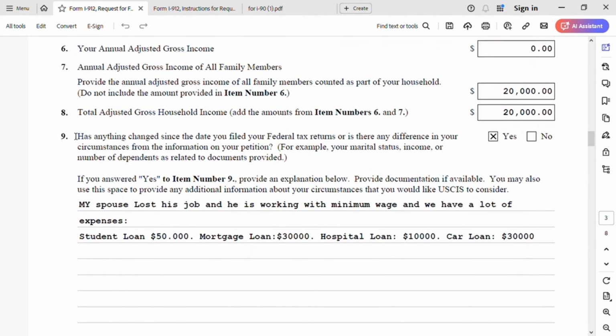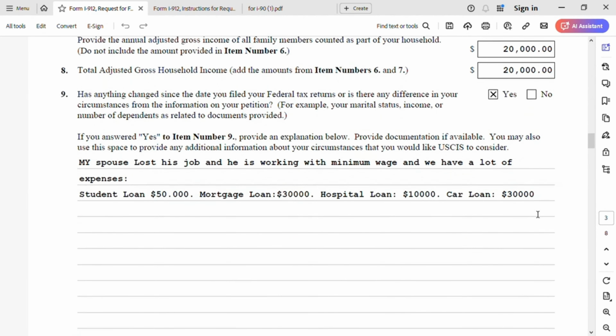So number 9, has anything changed since the date you filed your federal tax return, or is there any difference in your circumstances from the information on your petition? For example, your marital status, income, or number of dependents as related to documents provided. In my case, it is yes. What happened? This is a petitioner. This is the spouse of the requester, which is me, my spouse. I lost my job and I'm working with a minimum wage, and we have a lot of expenses, and I gave it right here: student loan, mortgage, hospital loan, and car loan. So just giving some information from the USCIS right here.